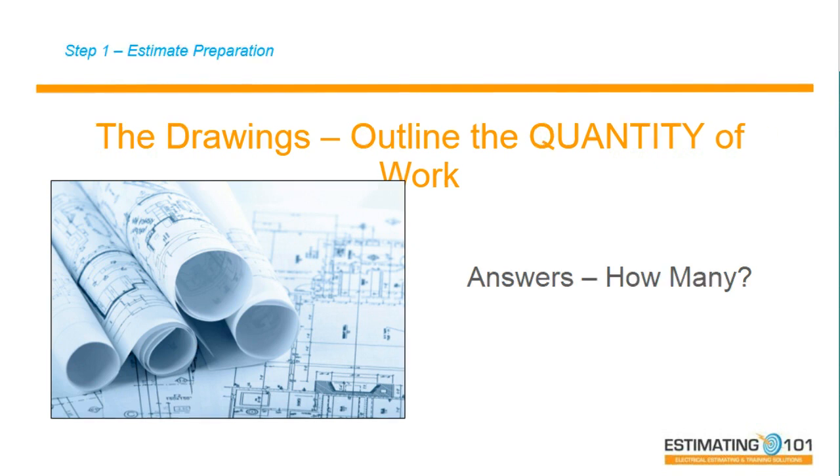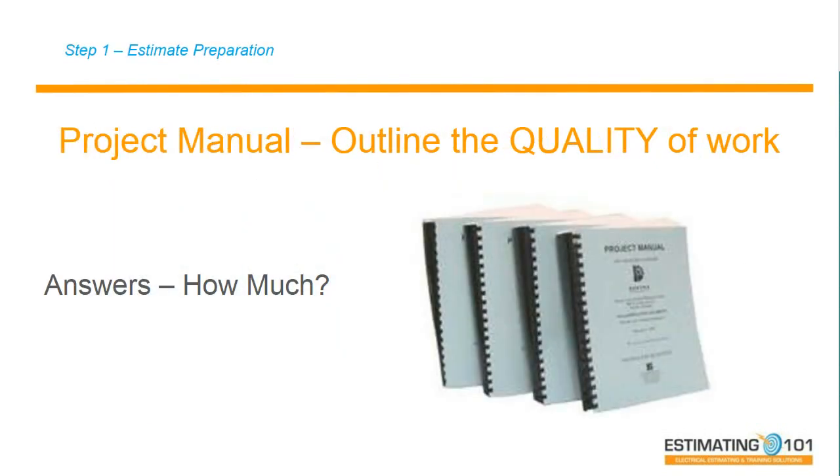The project manual or the specs answers how much they're going to cost, because the specs give me the product numbers, the catalog numbers, and it identifies the piece of material. So I look at the drawings, I count, I measure, I look at the specs, and it's going to tell me the price.